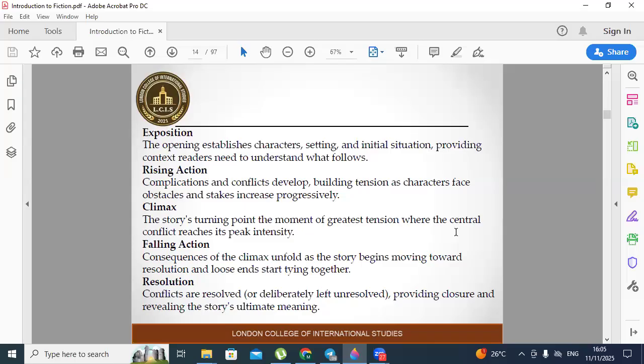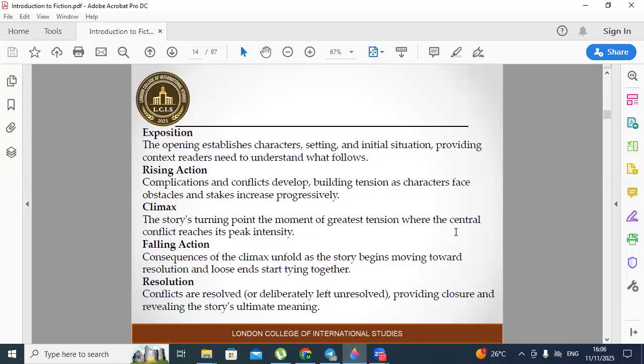worsening their situation. Climax: the story's turning point, a moment of greatest tension where the central conflict reaches peak intensity. Everything has been building toward this moment. Decisions made here determine everything following. In To Kill a Mockingbird, the climax is the trial verdict on Robinson's conviction despite clear evidence of innocence.